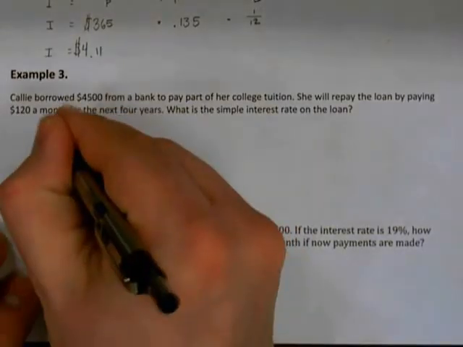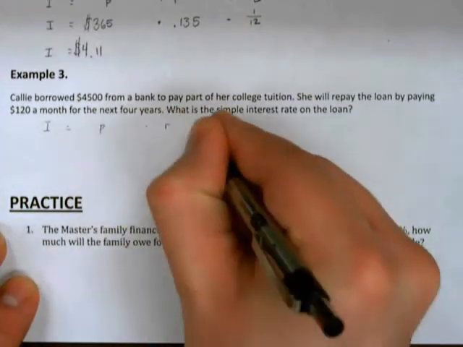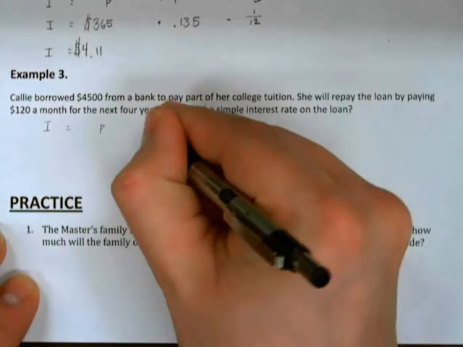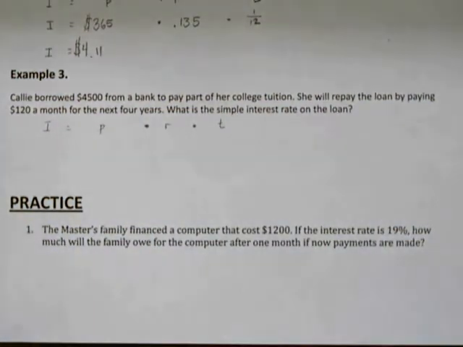I'm going to put I equals PRT again. P times R times T. If you didn't know already, these little dots right here, those are a symbol for multiplication.